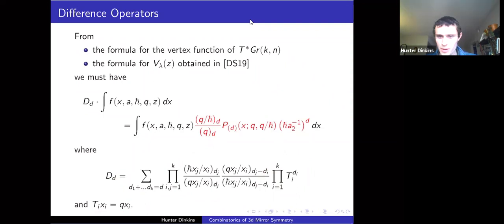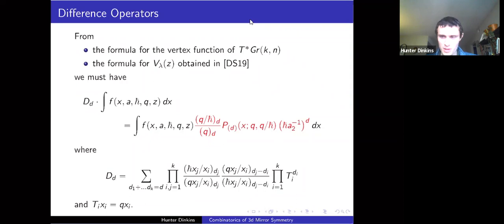So, okay, none of this is a theorem. Well, the theorem was on the last slide. That was a theorem. But this is more of just a wish list. We write down what we hope could happen in an ideal world if this 3D mirror symmetry is going to work out. And this is the family of difference operators that we stumble upon.